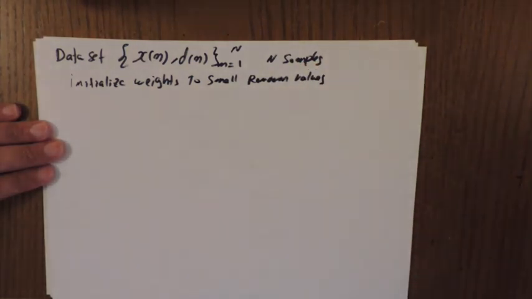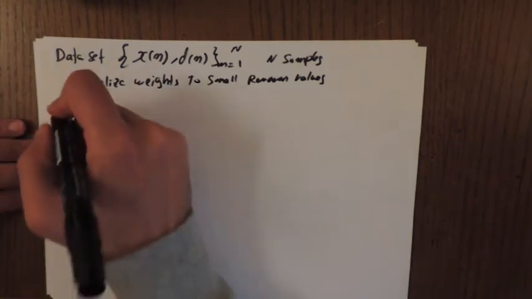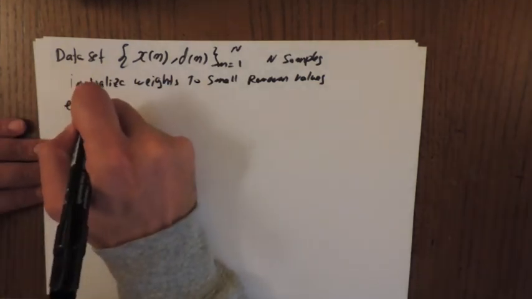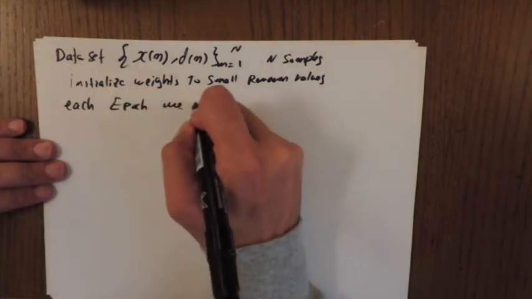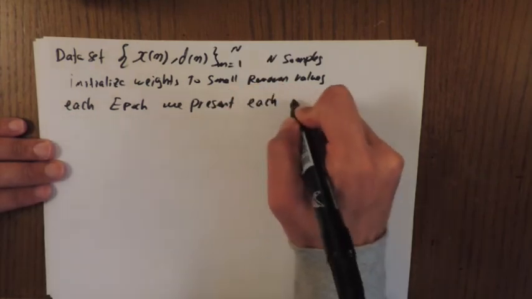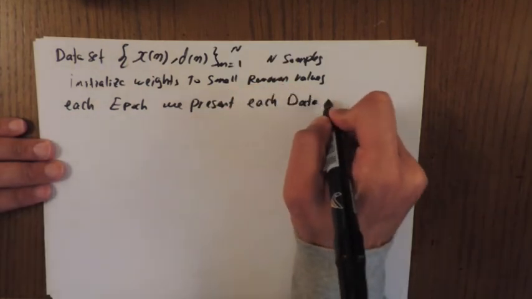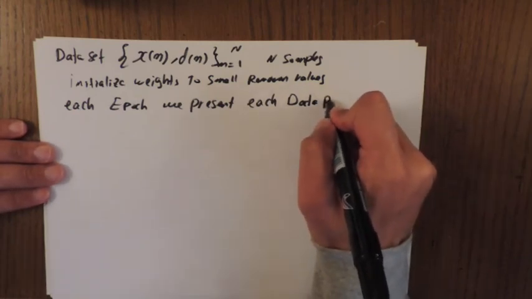Okay, we can choose a learning rate that we want. So each epoch we present each data set, each data pattern.